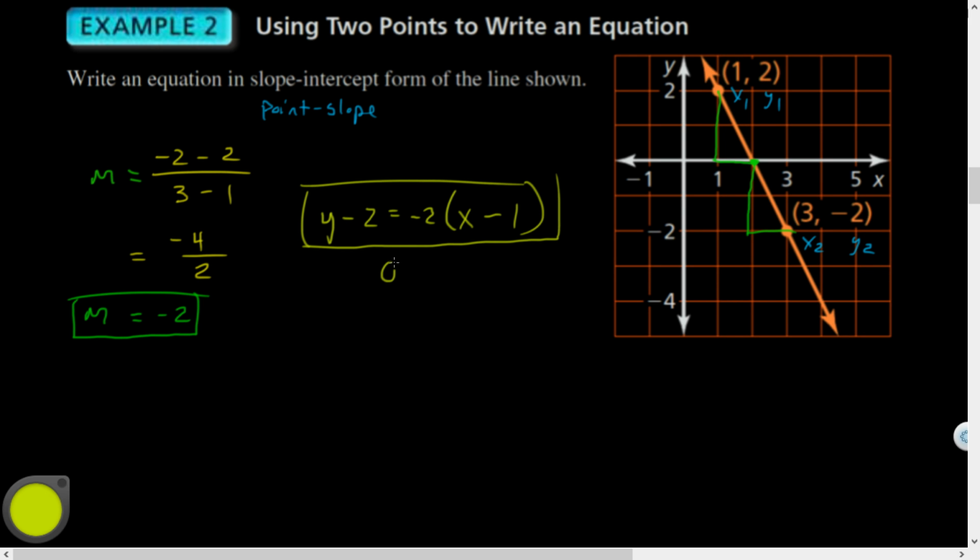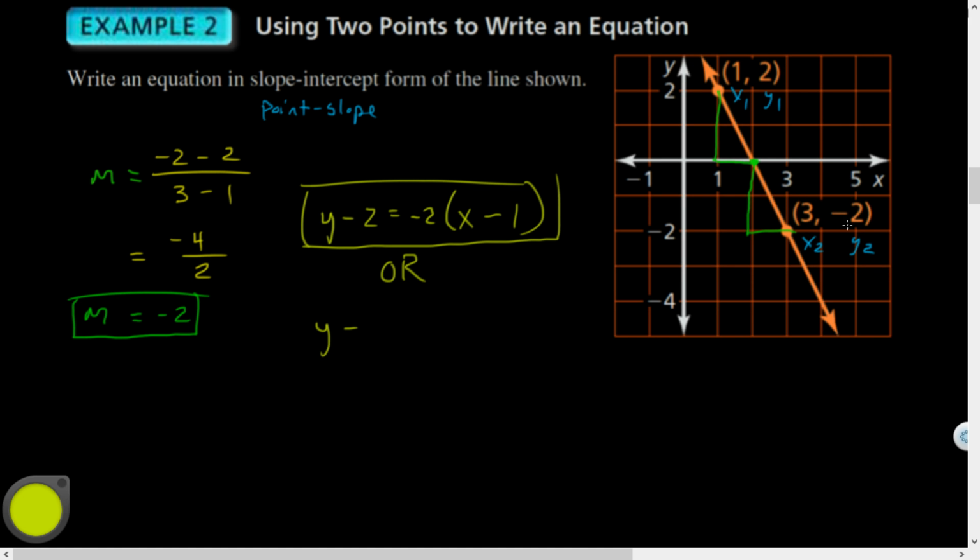But I could have written this. Check this out. Y minus negative 2. I could have used this as my point. I can actually use either point in point-slope form.